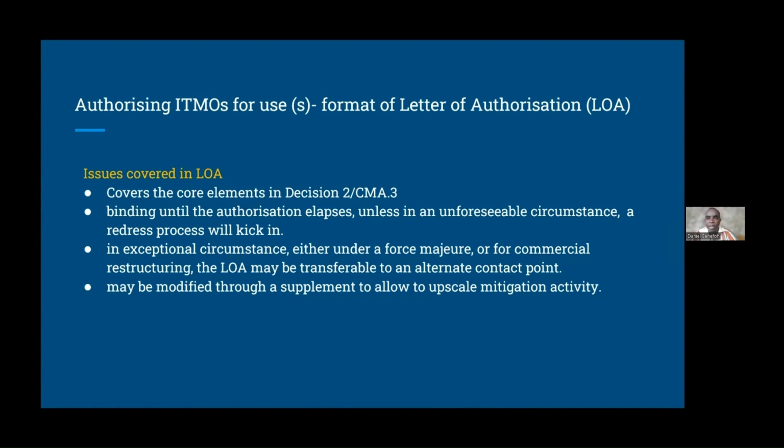Here are some of the issues that are covered in the letter of authorization. It covers the core elements in 2/CMA.3. We have also introduced some provisions regarding unforeseen circumstances that would lead to the revocation of the LOA, and also the need to put in place a redress mechanism should that happen. We have also taken into account the need to open the LOA for the purposes of scaling up the ambition of the activity that had received the LOA from Ghana. So apart from covering the basic elements of 2/CMA.3, we have these three very important elements to also respond to the needs of the private sector or the project developers.